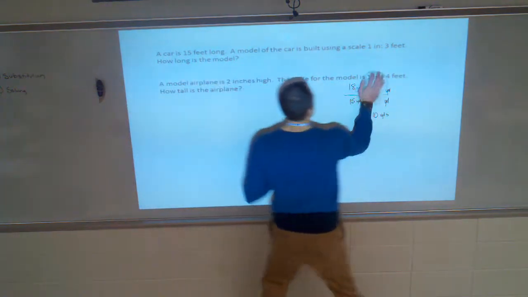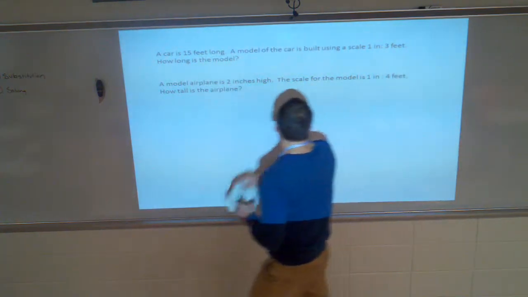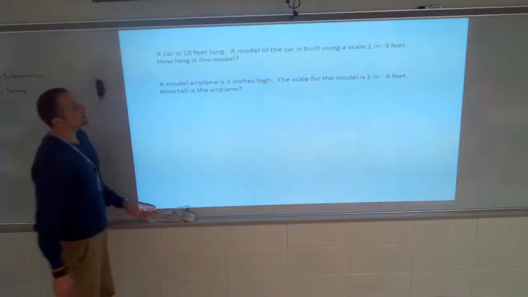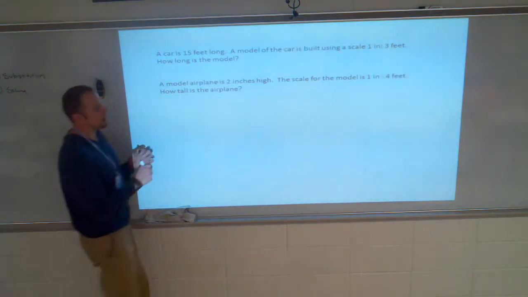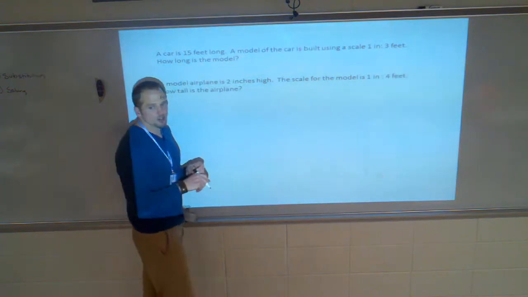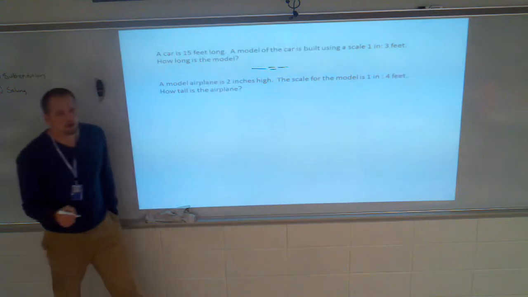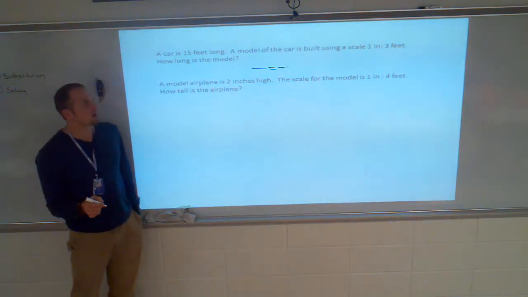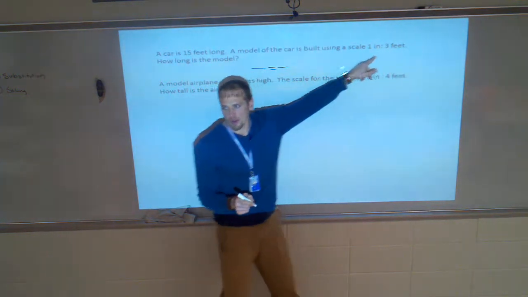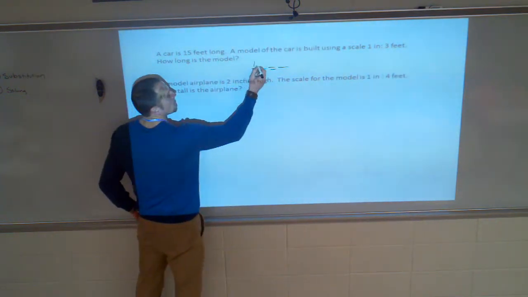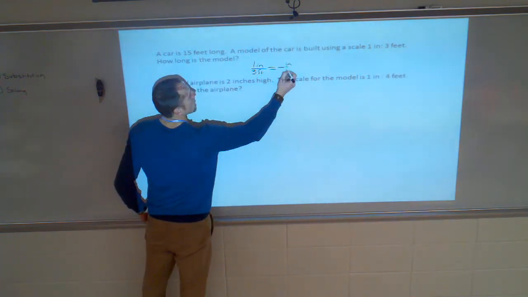A car is 15 feet long. A model of the car is built using a scale of 1 inch to 3 feet. How long is the model? Okay, here's what we're doing. You're going to have a bunch of these on your homework today. Make sure you're paying attention. Set up a proportion. Okay? Your scale is your first ratio. As soon as you see that scale, put it in. 1 inch, 3 feet. Carry your units across.